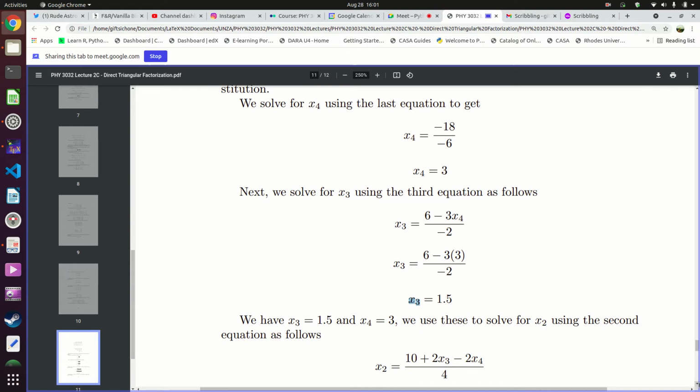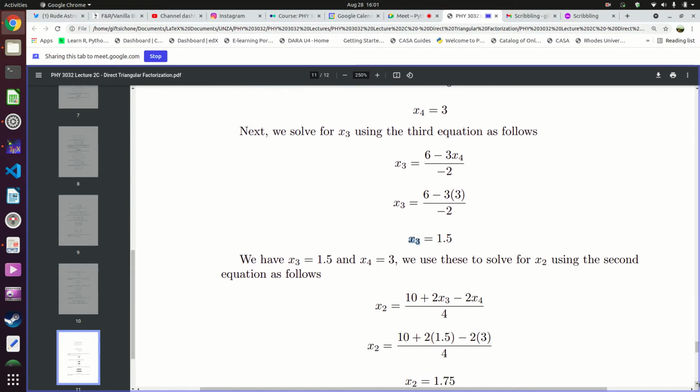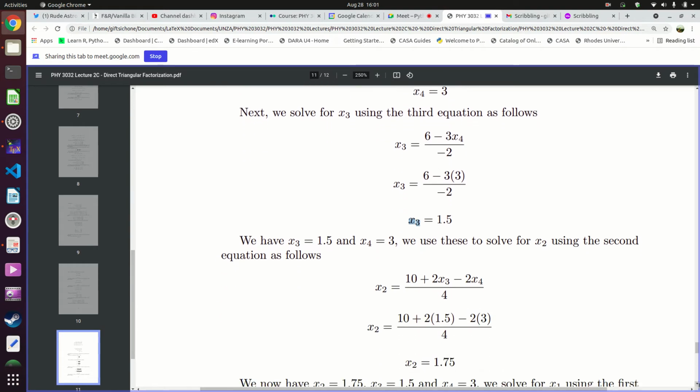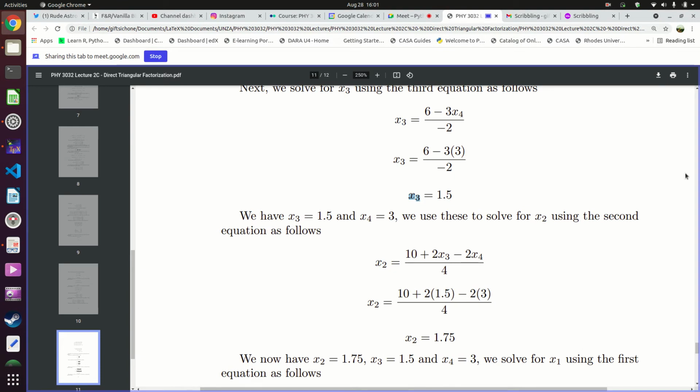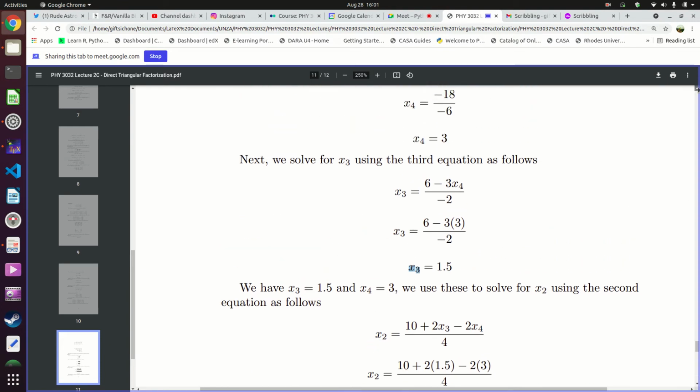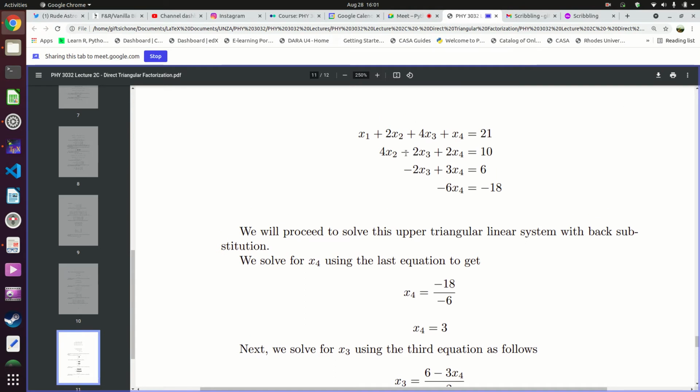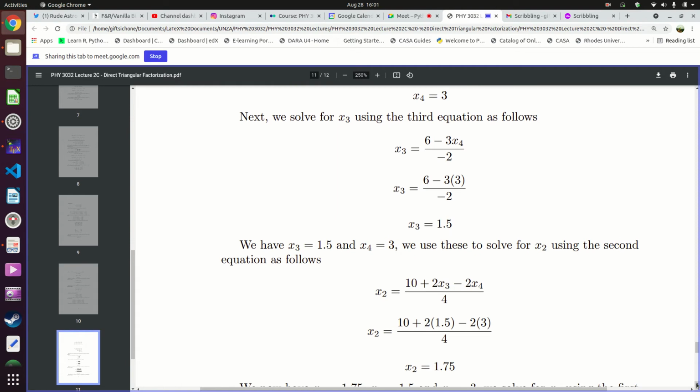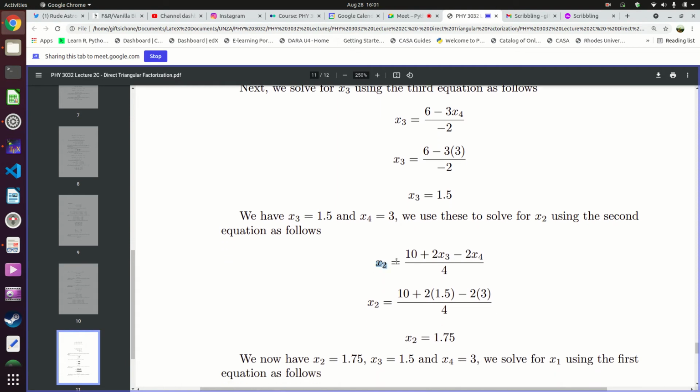Next, now that we have our x4 being equal to 3 and our x3 being equal to 1.5, we can use these values in the second equation, which is what we have here. So we get these guys to the other side. You're going to end up with 4x2 equals 10 plus 2x3 minus 2x4. Then we will divide by 4 on both sides. When you divide by 4 on both sides, you're going to end up with x2 equals (10 plus 2x3 minus 2x4) divided by 4.